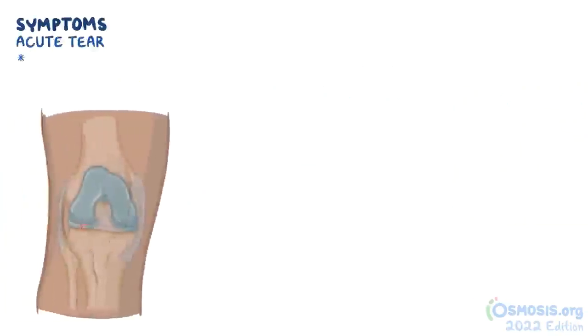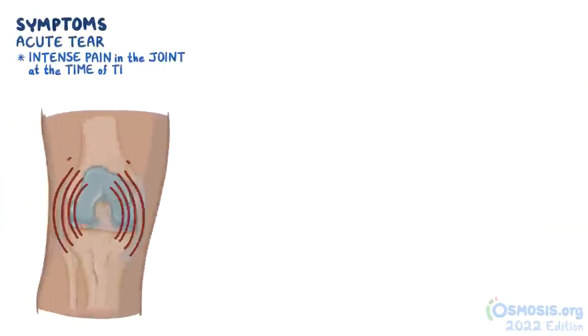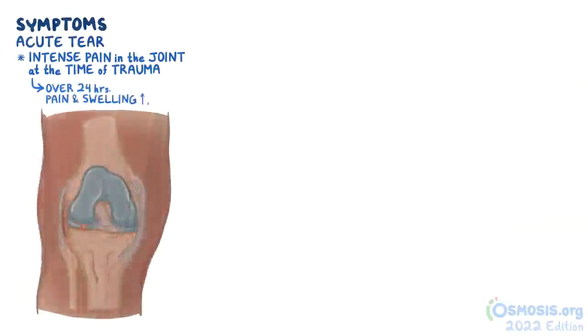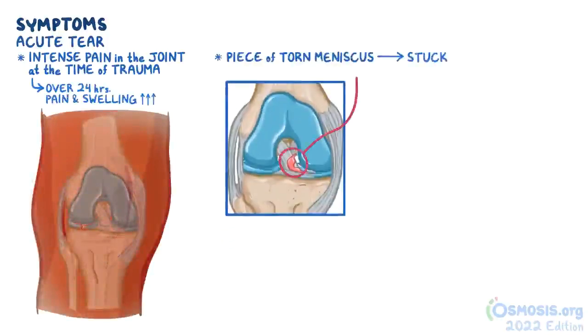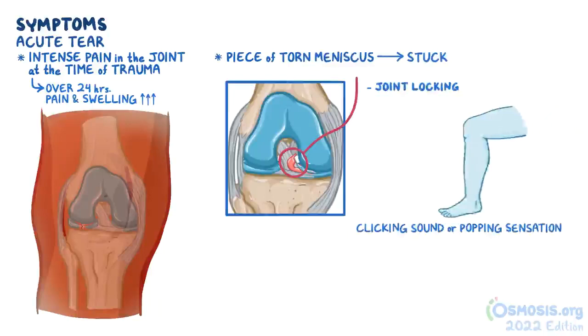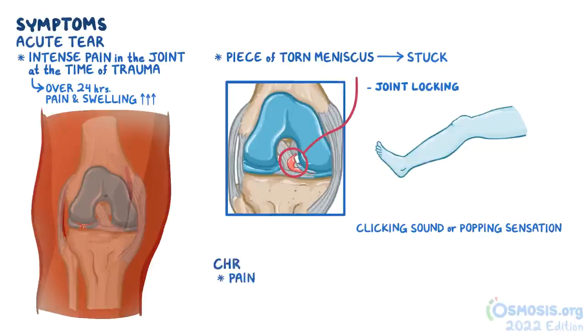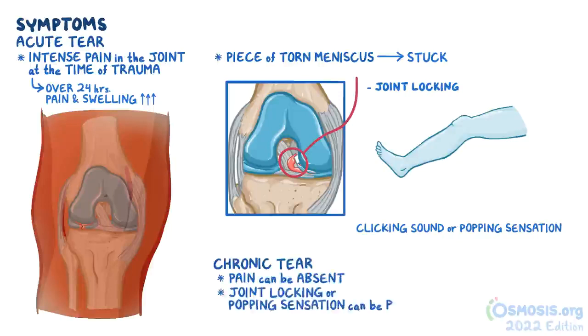In an acute tear, there can be an intense pain in the joint at the time of trauma. Over the next 24 hours, joint pain and swelling increase gradually. In addition, a piece of the torn meniscus can get stuck between the condyles, restricting joint movement, called joint locking. This causes a clicking sound or a popping sensation when trying to extend the knee. In contrast to acute tears, pain in chronic tears can be absent. However, mechanical symptoms like joint locking or popping sensation can still be present.